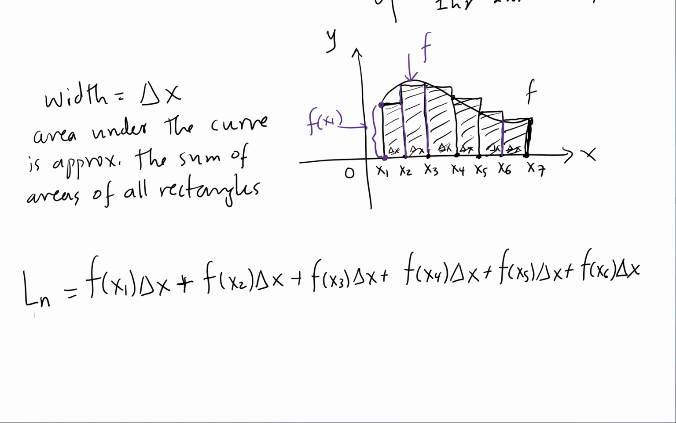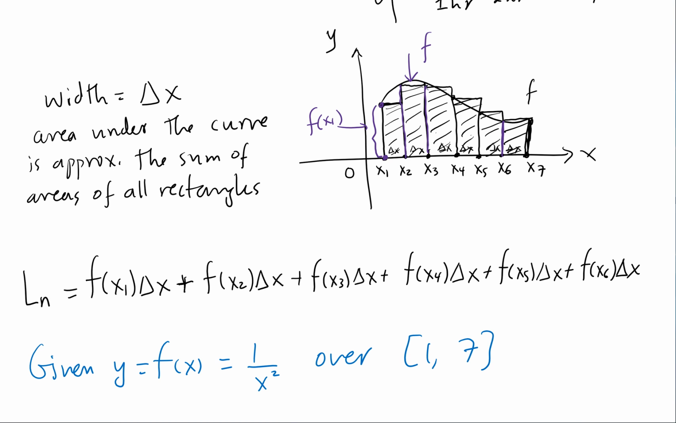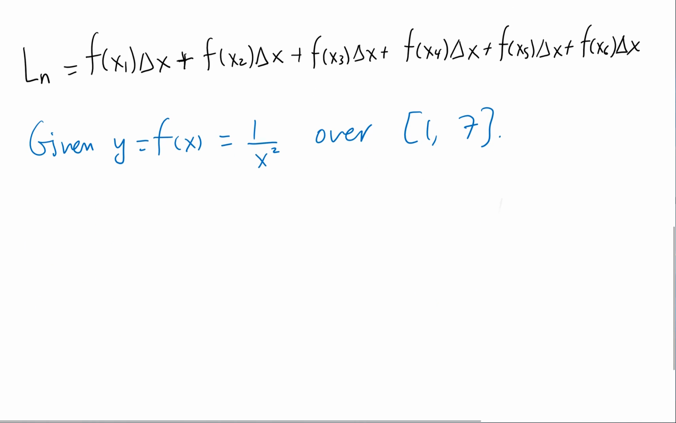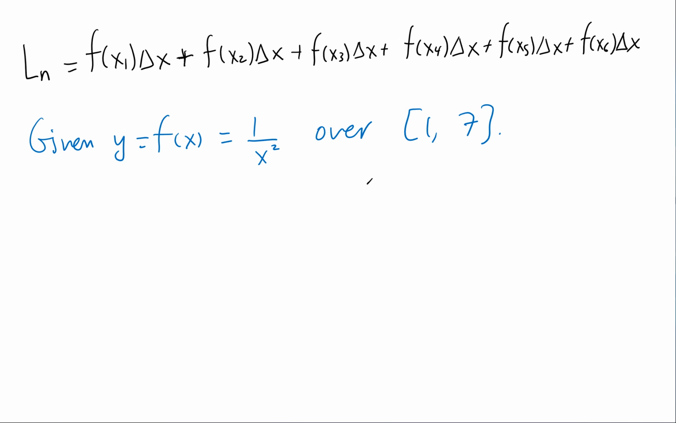I'm going to show you an example of how to work this out. Given the function y equals f of x equals 1 over x squared, we need to find the area under the curve from 1 to 7, from x equals 1 to x equals 7. So how do we do so?